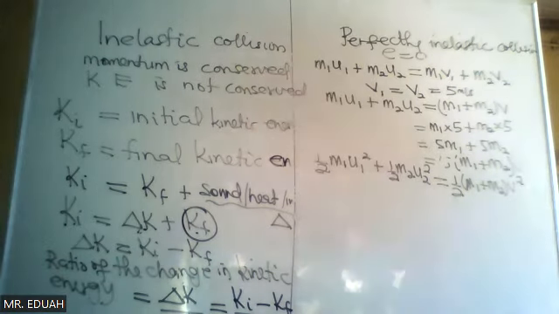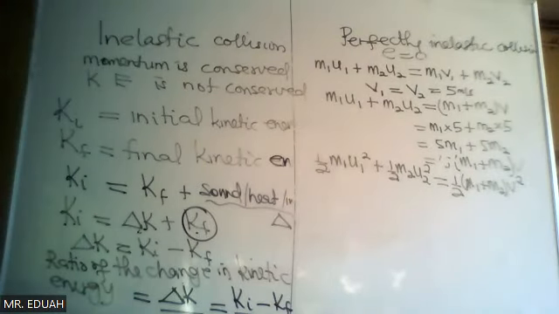So the first one, m1 u1 plus m2 u2 is equal to m1 plus m2 times v, is for conservation of momentum. And then the half one is for conservation of kinetic energy. Okay.